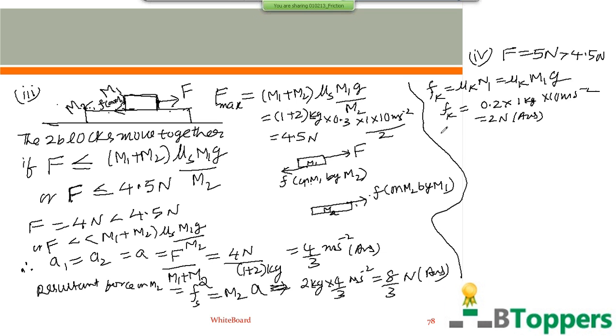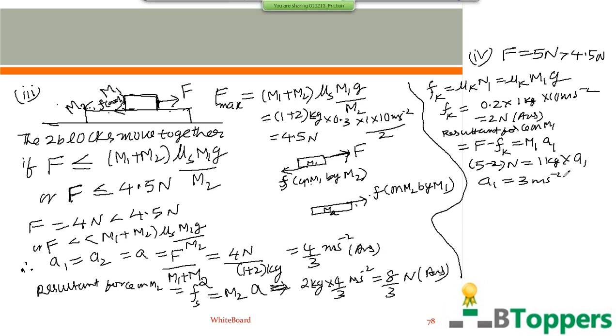Applying Newton's second law for each block separately. The magnitude of the resultant force on M1 is equal to the resultant of forces in the horizontal direction. Capital F is the magnitude of the horizontal force applied on M1, which acts towards the right. Small f represents the magnitude of friction on the block of mass M1 directed towards the left side. So the magnitude of the resultant force on M1 will be F minus Fk. Now from Newton's second law, this resultant force on M1 is the product of its mass and the magnitude of its acceleration. The horizontal force applied on M1 is 5 newton, the kinetic friction is 2 newton, and the mass M1 is 1 kg. Therefore, the magnitude of acceleration of M1 will be 3 meter per second square. That is one of the answers.